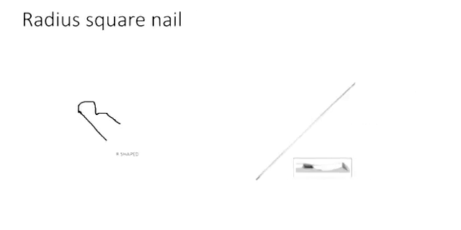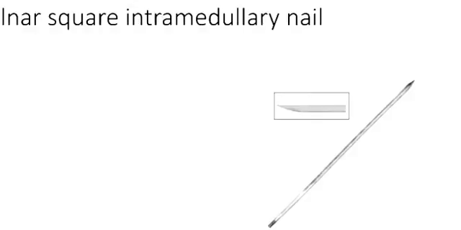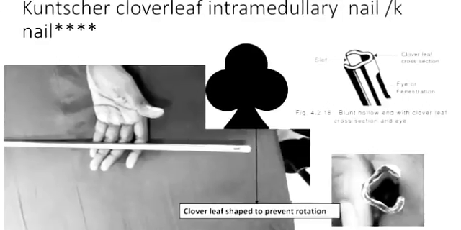Next is the radius square nail. This is R-shaped. This is the radius square nail. Now the ulnar square intramedullary nail. This is the ulnar square intramedullary nail. Now the Kuntscher cloverleaf intramedullary nail, or the K nail. K nail has one slot, a cloverleaf cross section, an eye or fenestration, and a blunt hollow end with cloverleaf cross section and eye. Cloverleaf shaped to prevent rotation.